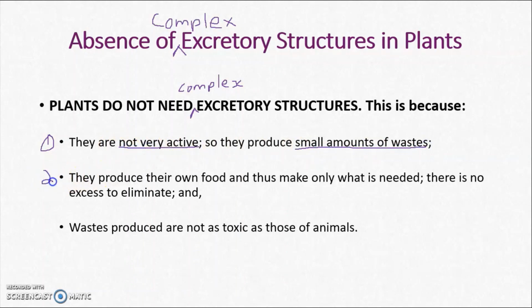Secondly, plants produce their own food, and because of that, they only make what they need. There is no excess that they would have to eliminate. And thirdly and finally, the wastes that are produced by plants are not as toxic. So wastes produced by plants are not as toxic as those produced by animals.